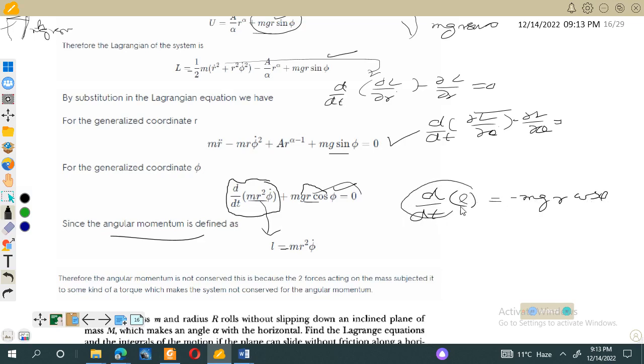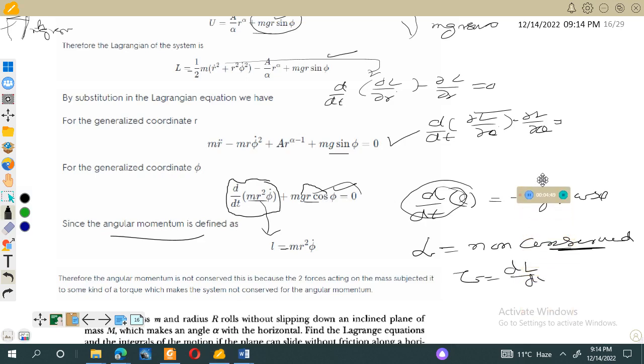In this case dL over dt is not equal to 0. It means our angular momentum is not conserved. And why is it not conserved? Because if dL over dt is non-zero, some external torque is acting on this body, because of which our angular momentum is not conserved. So from this expression we can conclude that our total angular momentum is not conserved.